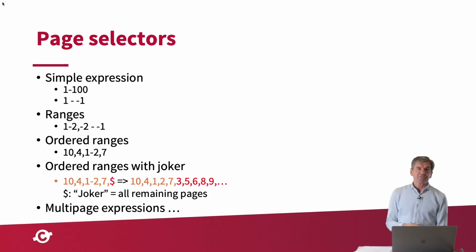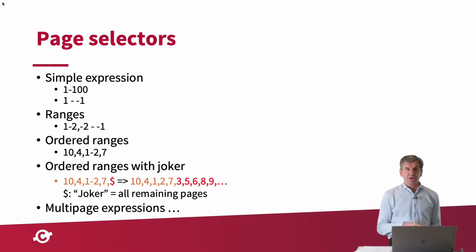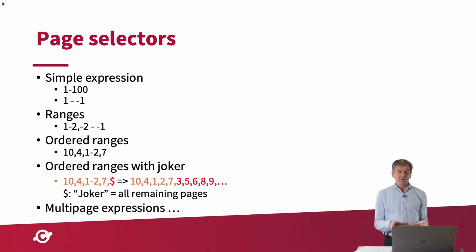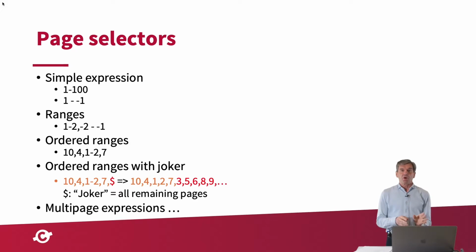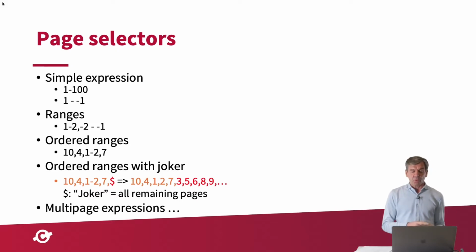Then you have certain expressions, certain characters that you may use, and there the first example is a joker, the dollar sign. The dollar sign is interpreted as covering all remaining pages. So in our example here, 10, 4, 1 to 2 and 7 followed by the dollar sign means 10, 4, 1 and 2, 7, and then all the remaining pages in their order. The first page that was not covered was page 3, so that is to come, and then the other pages. That is the joker.